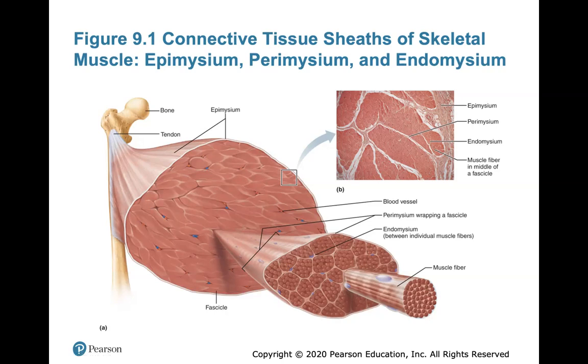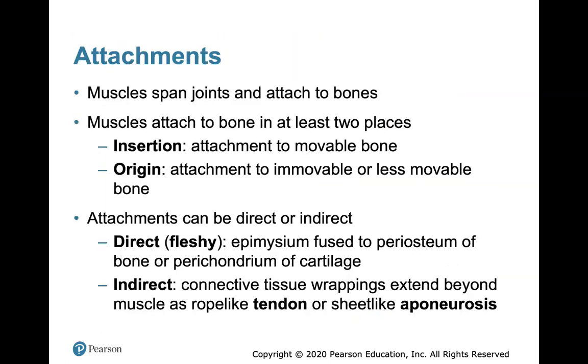So it's good to know this hierarchy of how muscle tissue is arranged and the connective tissue sheaths that surround each. All muscles are attached to bones in at least two places, the insertion and origin. The attachments can be direct or indirect.